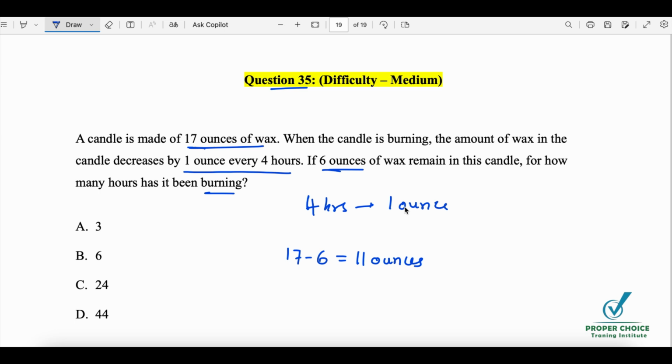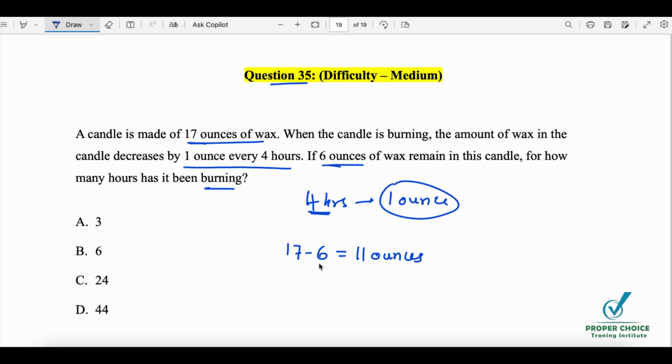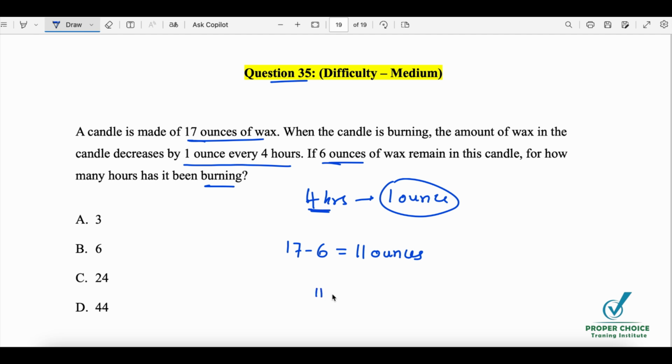And for each ounce, there are 4 hours of time. So what is the total duration? We can say 11 multiplied by 4, which is going to be 44 hours. So I must say the candle has been burning for 44 hours, so that the wax left in the candle was 6 ounces. So that is option D.